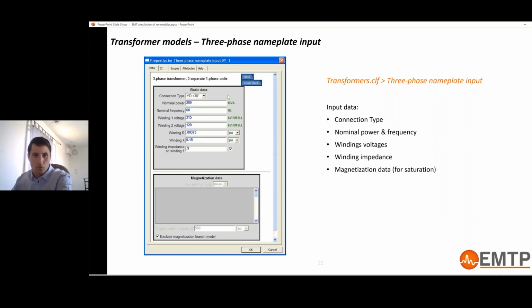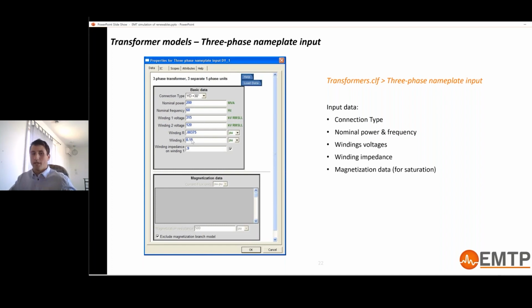So the connection type, you always have. The nominal power, this is easy to find. The nominal frequency, this is easy to find. The voltage on each winding, this is easy. Then you have X and R. So basically, when you are given Z, it's the square root of X squared plus R squared. However, R is often very, very small compared to X. So most people make the assumption X equals Z, and so you will place your Z value here. Let's say Z is 10%, you will put 0.1 per unit here, and that's it.